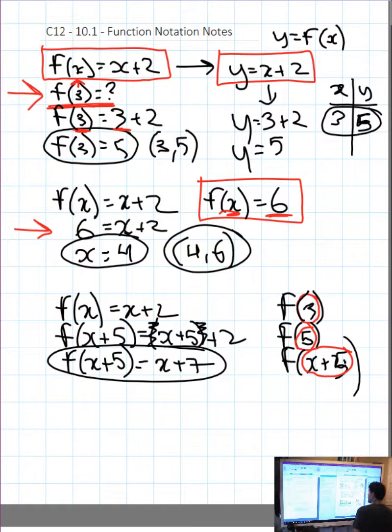So, a couple of notes at the bottom. F of x does not mean f times x. F of x is one thing. We do not divide by any part of f of x or f of number, and we cannot distribute or factor out of or distribute into a function.